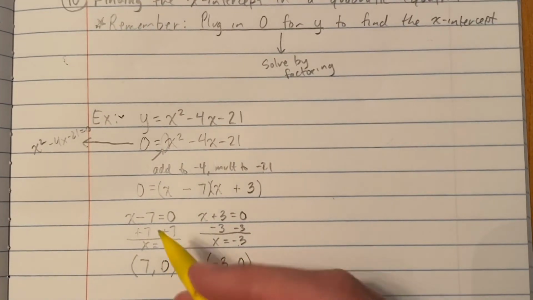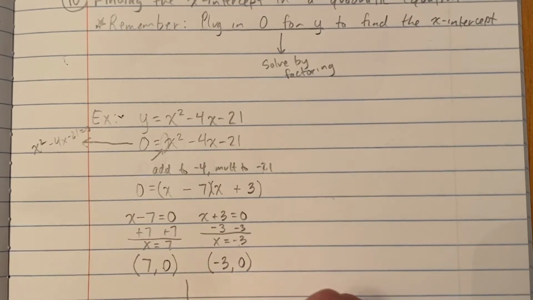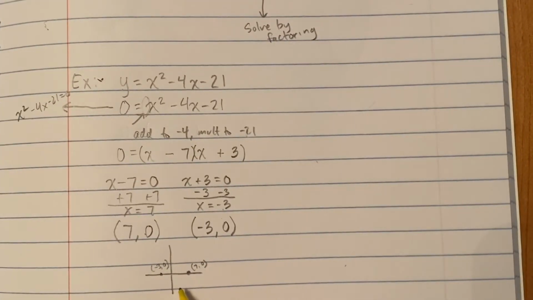So when I go to graph this, right, this point, 7, 0, will be here. And this point, negative 3, 0, will be something like here. And those are my x-intercepts. Okay, let's do one more example.